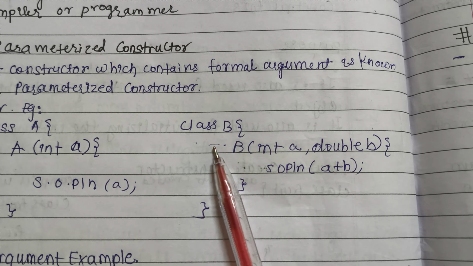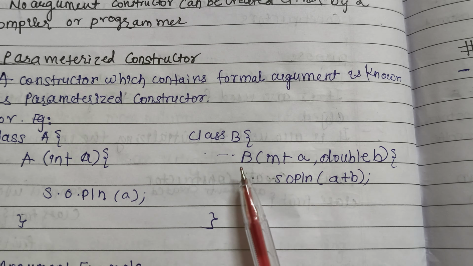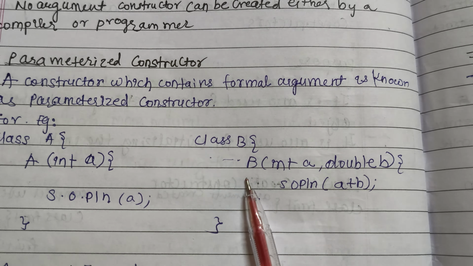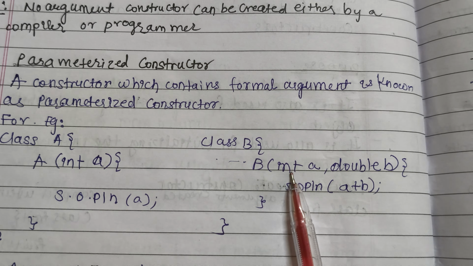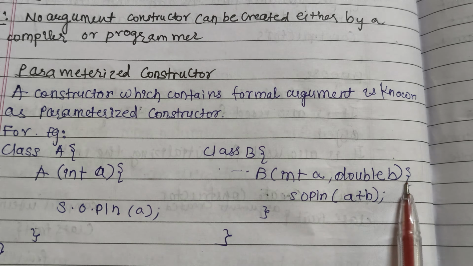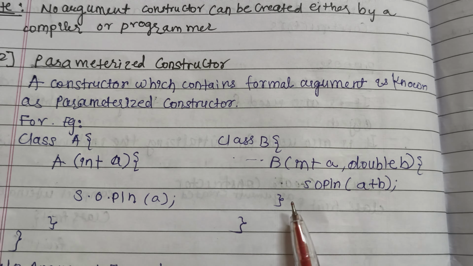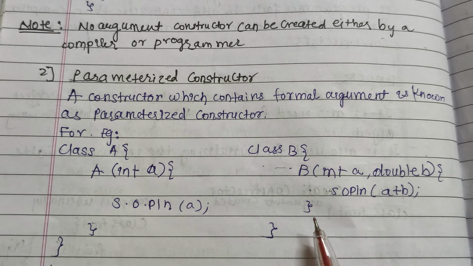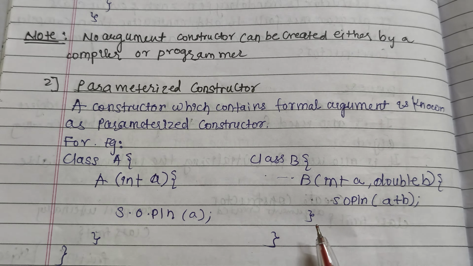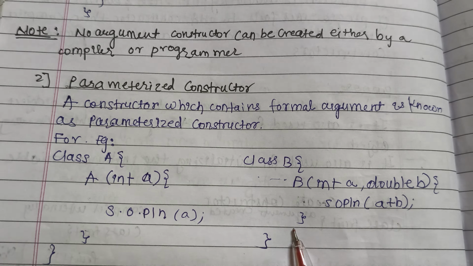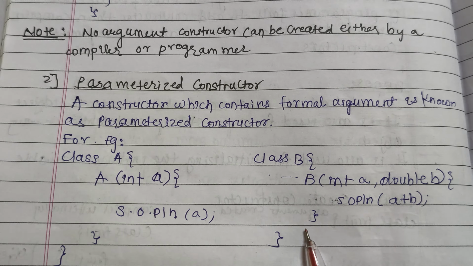And there is one more example, class B. B is a constructor over here, and we pass two arguments, int A and double B, and we add them and print that. So this is how it works, and this is all about the constructor topic. I hope you understood. Thank you.